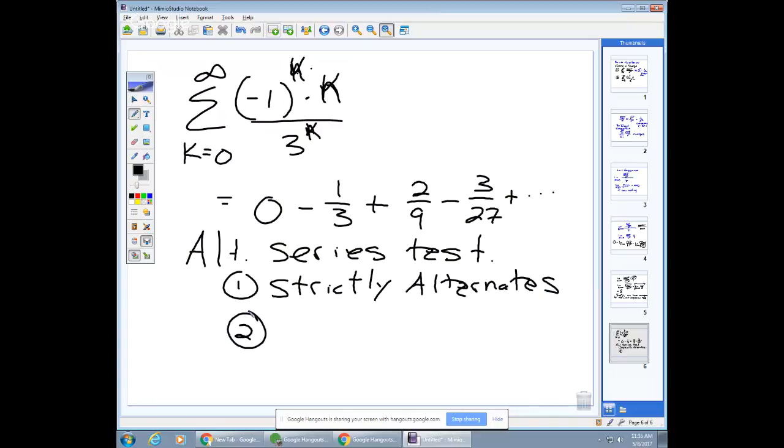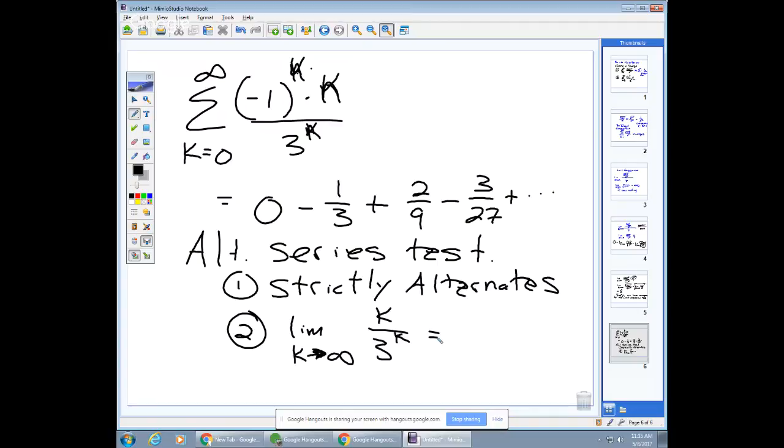And two, the non-alternating part has to go to 0. So the limit as k increases of my non-alternating part, that's k over 3 to the k, has to go to 0. Does this one go to 0? Yeah, exponential function crushes a linear function.